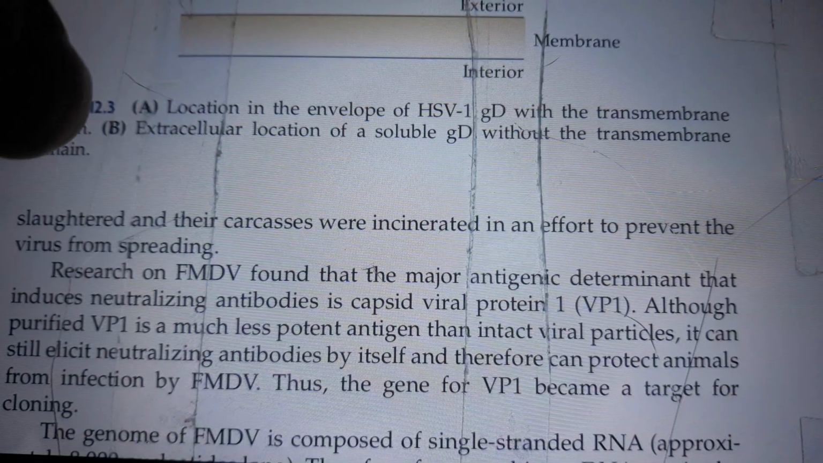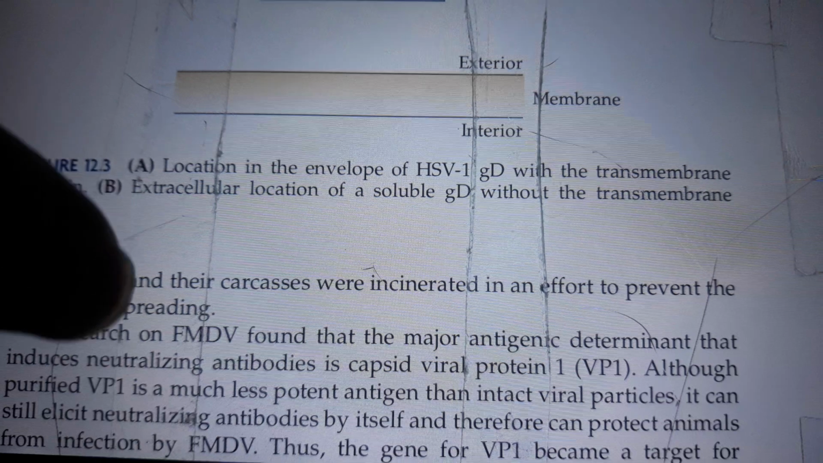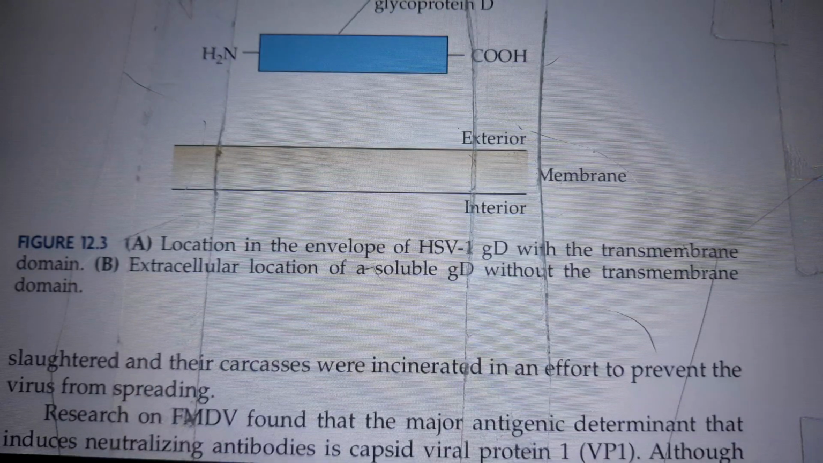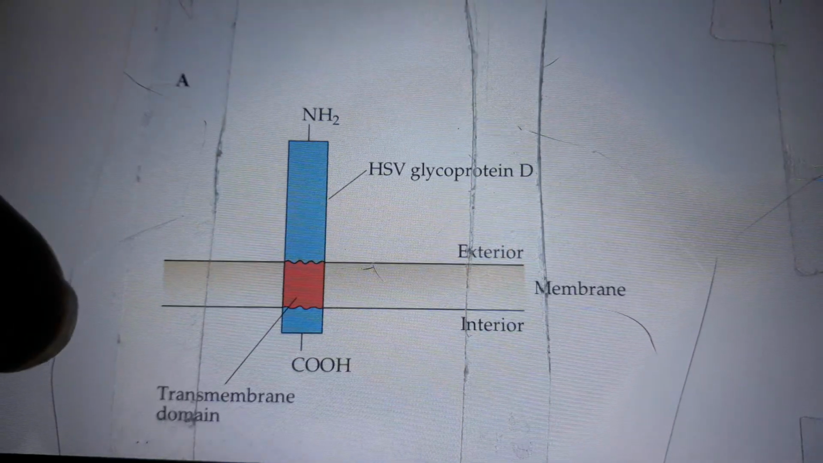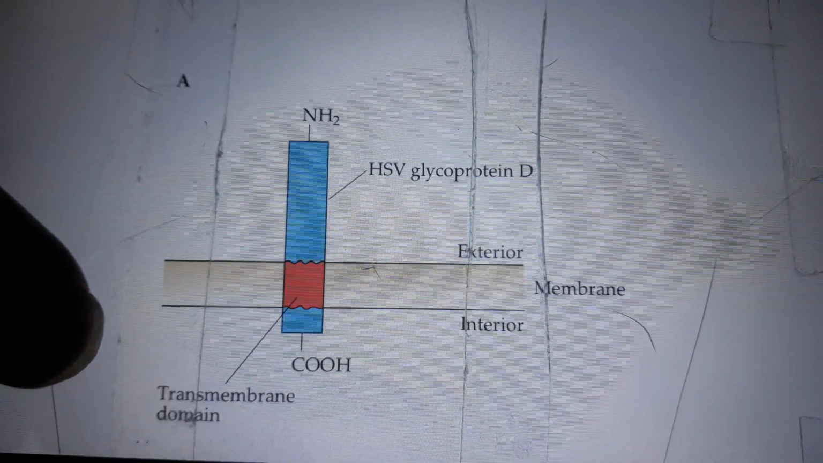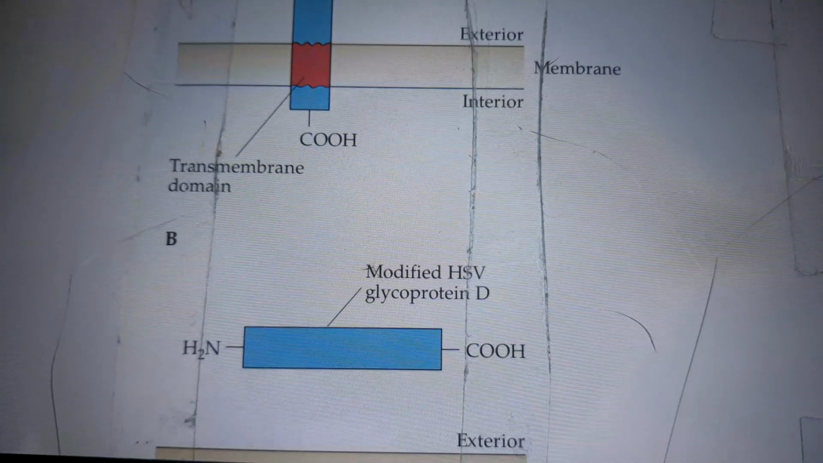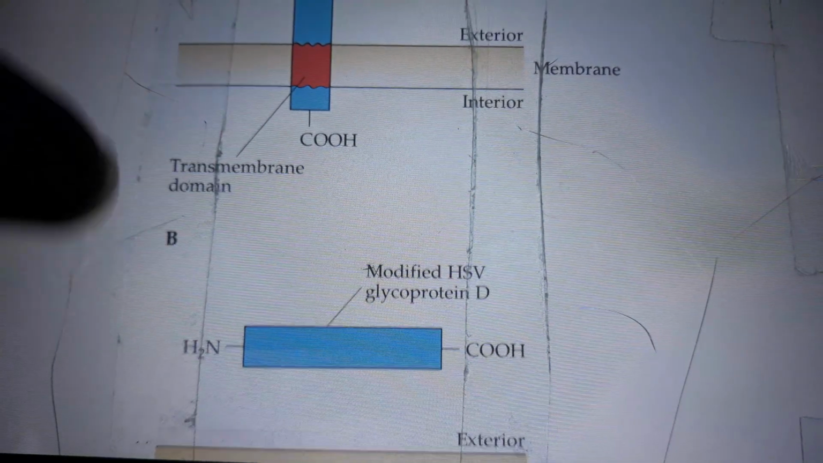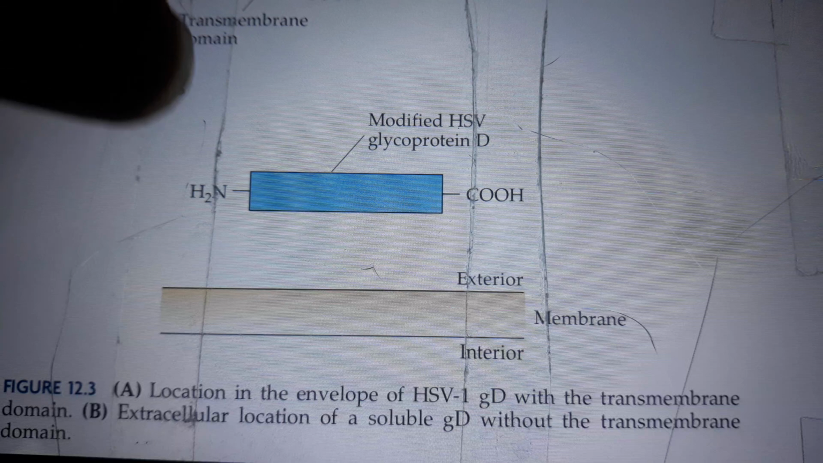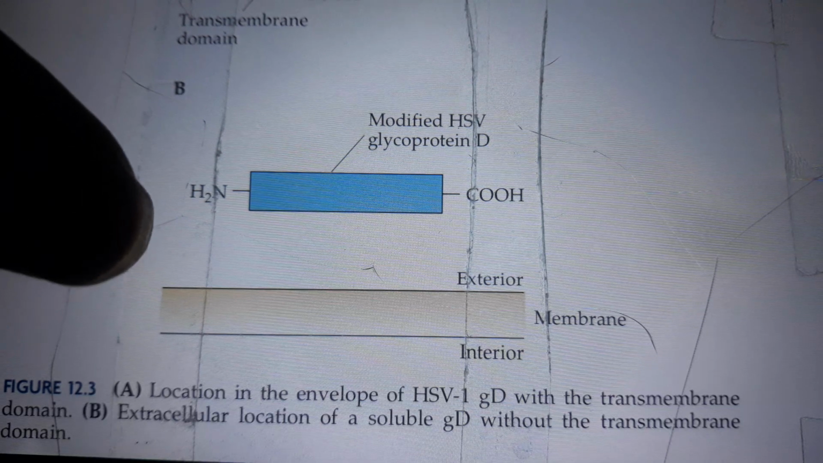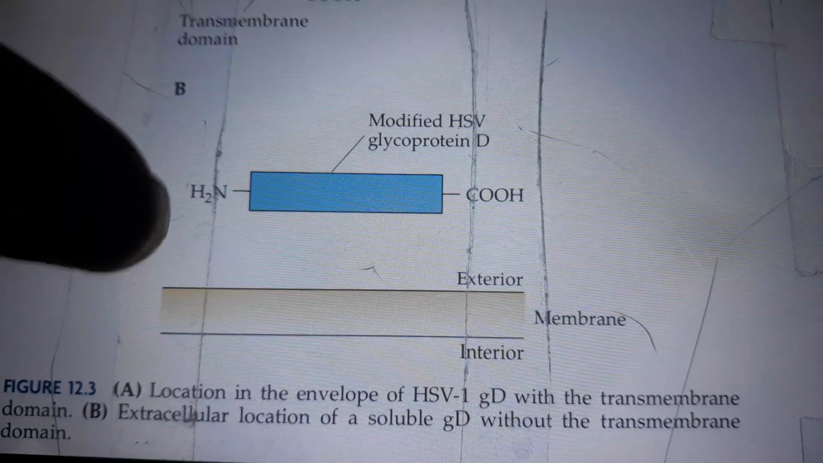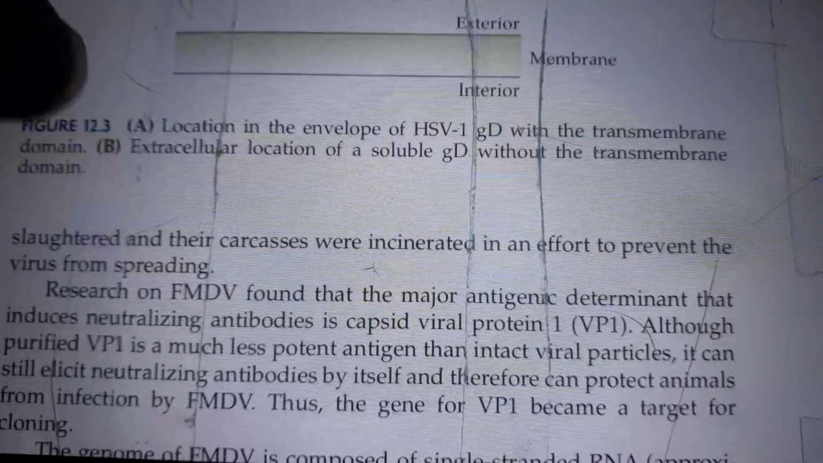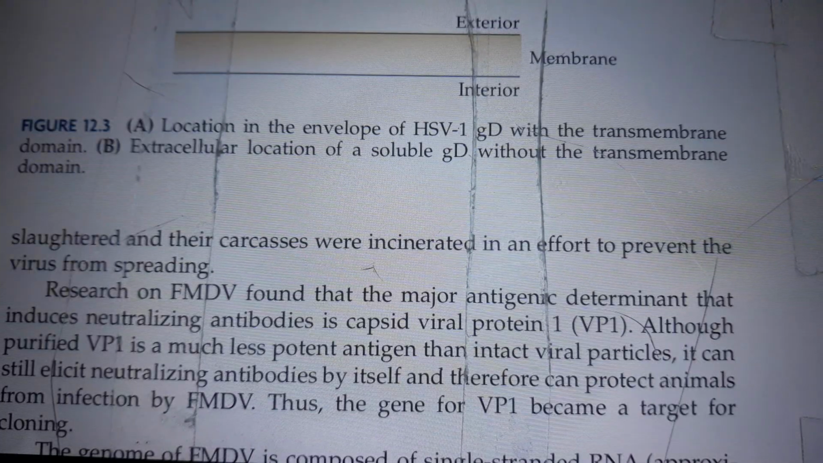Figure 12.3 is a location in the envelope of HSV1 gD with the transmembrane domain, and extracellular location of a soluble gD without the transmembrane domain. This shows NH2, HSV glycoprotein D, exterior membrane, interior with COOH group, transmembrane domain, and figure B is modified HSV glycoprotein D, H2N with the COOH, and the exterior and interior membrane. These are the depictions. Please make your notes on that.